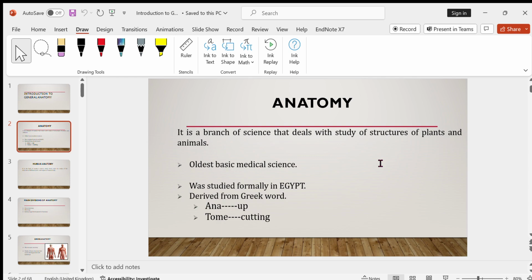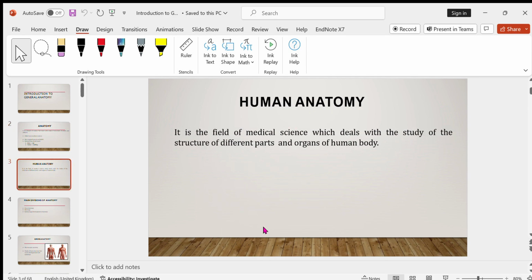Anatomy is basically a branch of medical science that deals with the cutting up of a human body for studying purposes. It is a field of medical science which deals with the study of the structure of different parts and organs of the human body. Be exact.